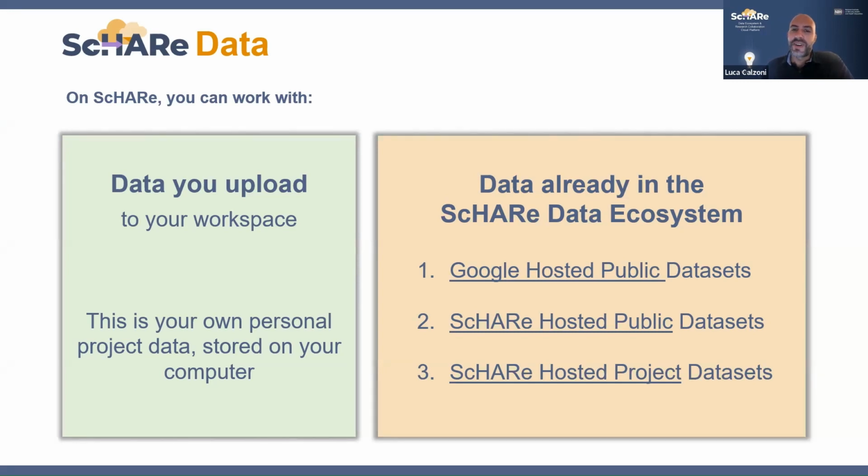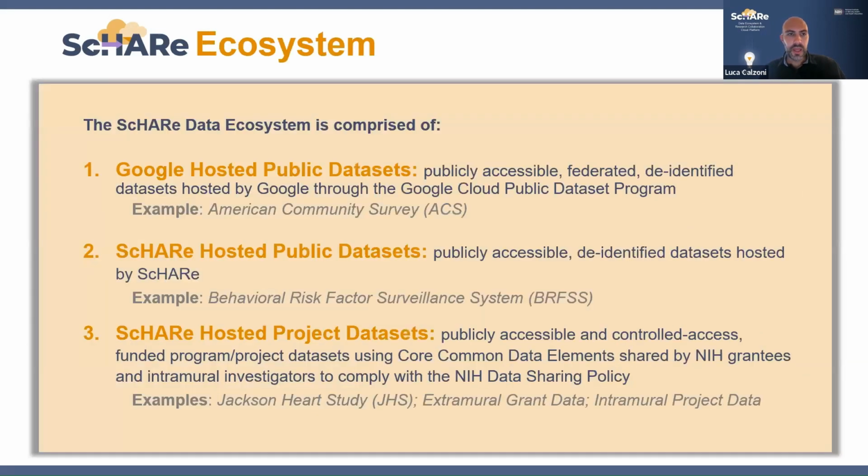Now, the Google-hosted datasets we focused on last time, right? These are datasets hosted by Google, publicly accessible, federated, and hosted through the Google Cloud Public Dataset Program. I'm going to show you some examples in a minute. The ScHARe-hosted public datasets are the datasets we are going to focus on today. They are publicly accessible, but hosted by ScHARe, so by us. An example is the Behavioral Risk Factor Surveillance System dataset, which we're going to use today for our example. The ScHARe-hosted project datasets are mainly for NIH grantees and intramural investigators. We're not going to focus on those today.